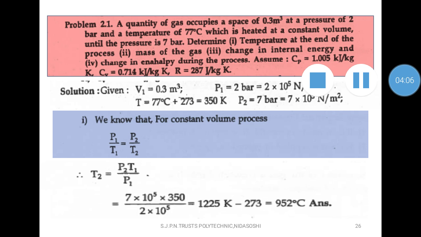After filling in all the values, P2 is equal to 7 into 10 raised to 5, T1 is 350 Kelvin, and P1 is 2 into 10 raised to 5. After calculating, we get 1225 Kelvin. In Kelvin we are getting 1225 Kelvin. If you want this temperature in degrees Celsius, we have to subtract 273 from it, then we will get 952 degrees Celsius.